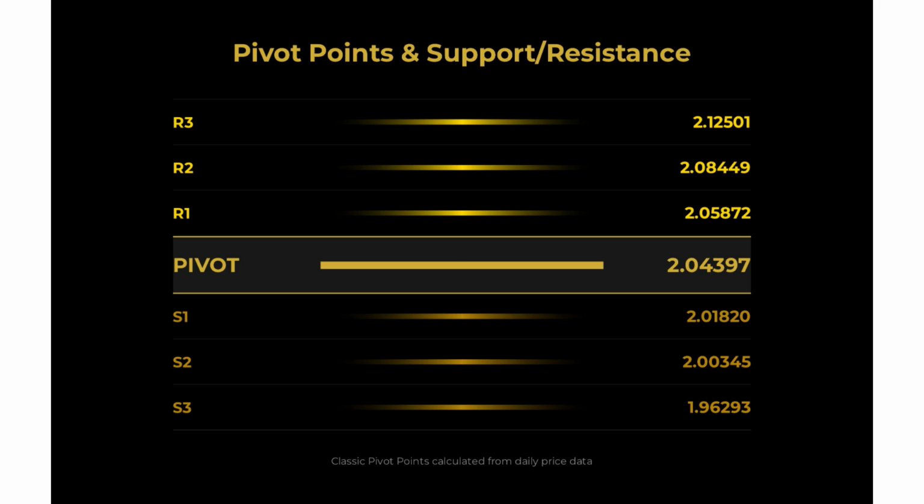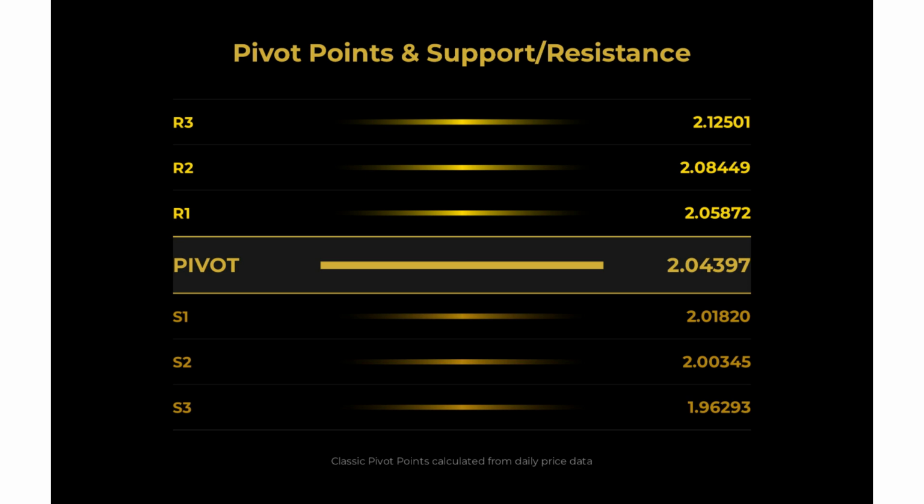Below the pivot, we have S1 support at 2.01820, S2 at 2.00345, and S3 at 1.96293. Currently trading above the pivot point, GBPAUD has room to test the R1 level at 2.05872 in the near term.